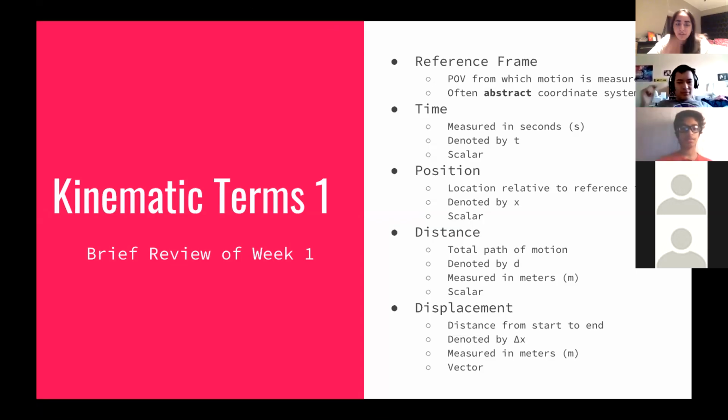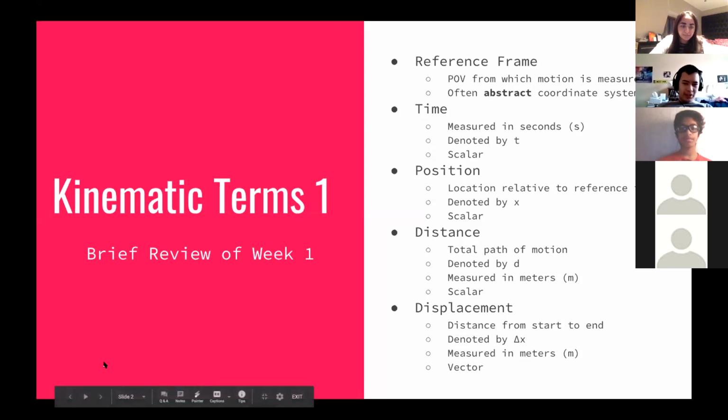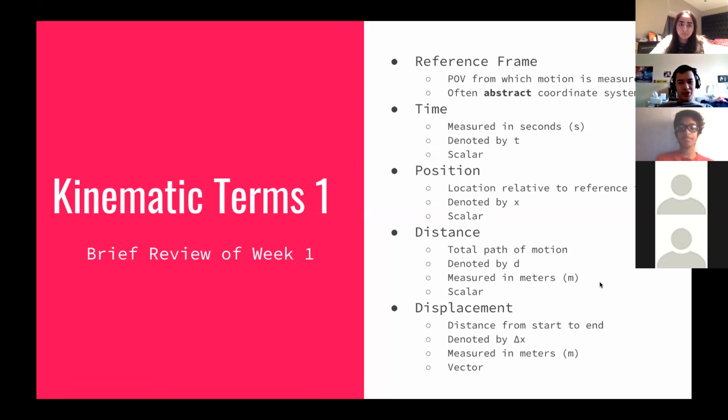Cool. Okay, so let's just run through this one more time real quick. As we learned last week, a reference frame is just a point of view in which motion is measured, which is often a abstract coordinate system. Time is measured in seconds, denoted by the letter T, and is a scalar.